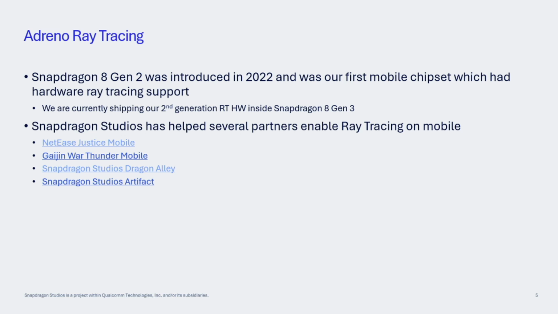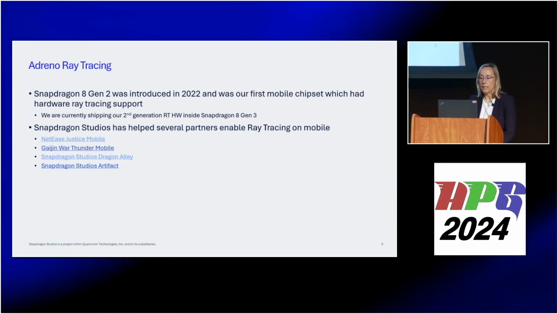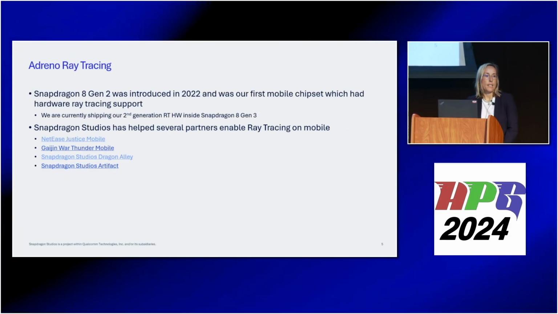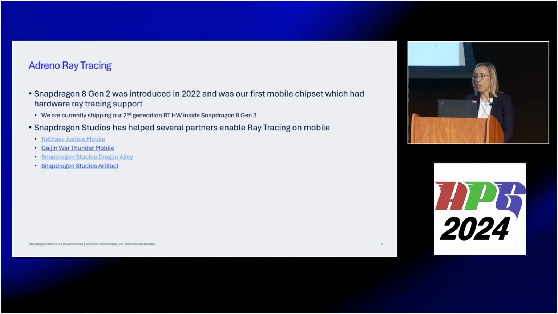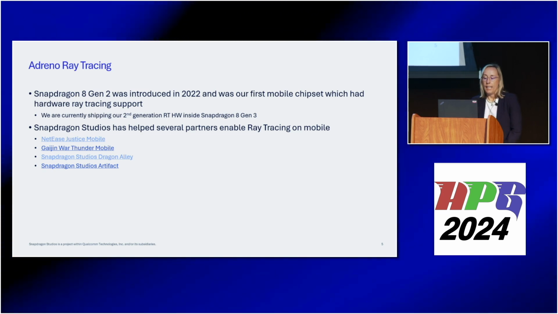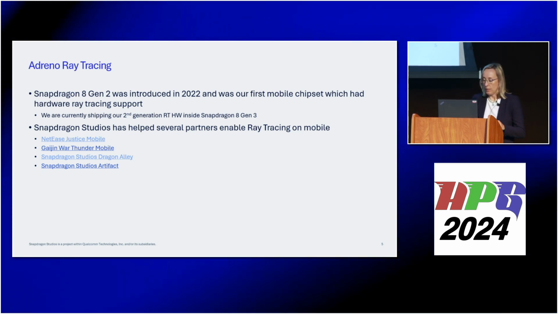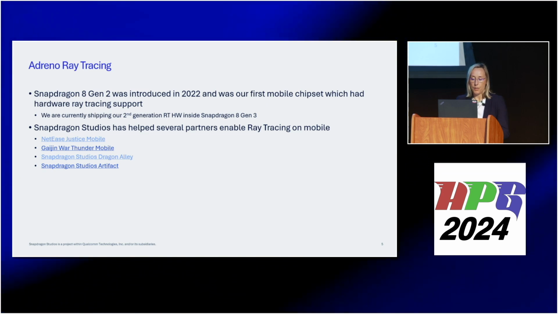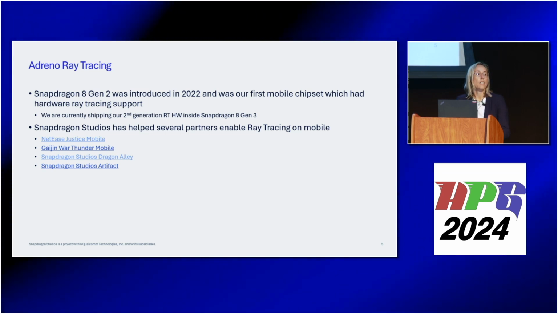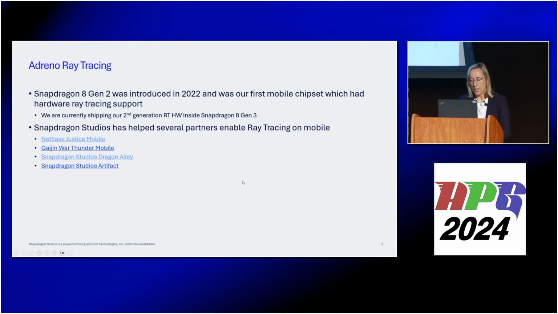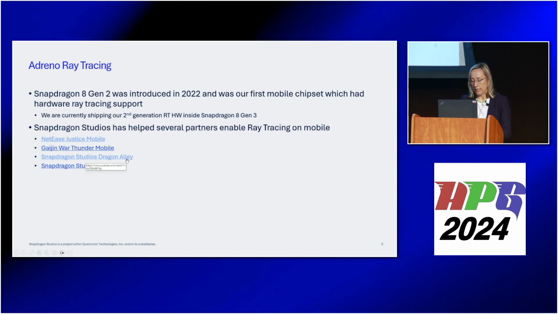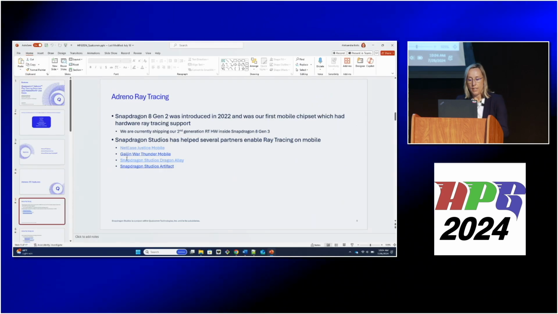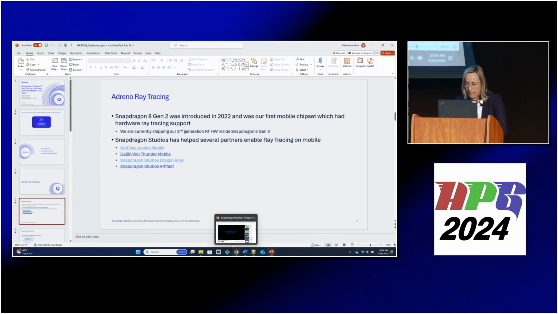So just recently, NetEase released Justice Mobile, and then Gaijin worked on War Thunder Mobile as well. Snapdragon Studios is an internal team, and they develop demos to showcase ray tracing capabilities of our chipsets. And I would like to show you the latest demo that they developed called Dragon Alley. It runs Unreal 5 with Lumen on our Snapdragon 8 Gen 3 platform in real time. So it has dynamic global illumination, reflections, and shadows, and it's a mix of indoor and outdoor scene.